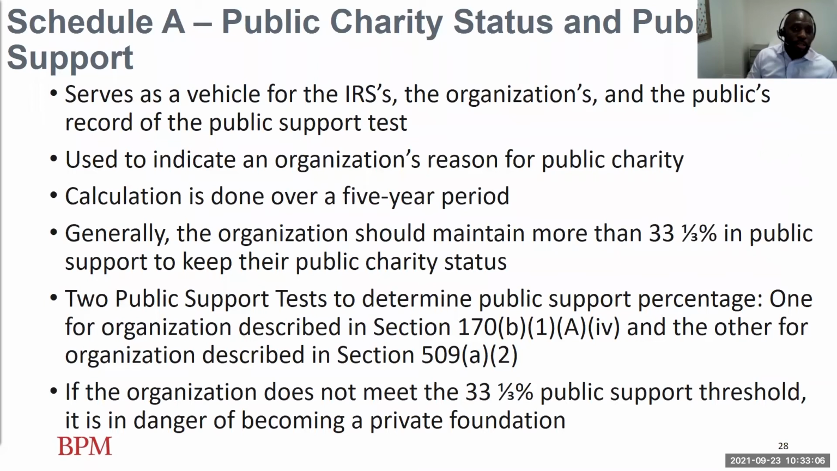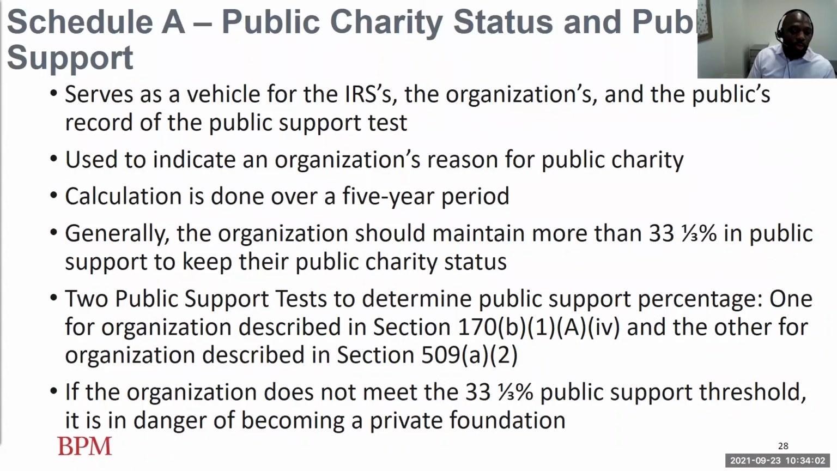Now you want to indicate the organization's reason for being a public charity, right? So there's a calculation that has to be done over 5 years. In order to qualify or to meet the public support test, you have to maintain more than 33 1/3% in public support. And if you don't, there's a 10% facts and circumstances test that you need to meet as well. Basically, if you're between those two brackets, you should be okay, and you shouldn't be worried about it.